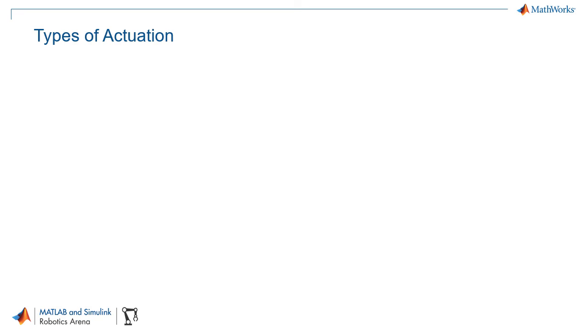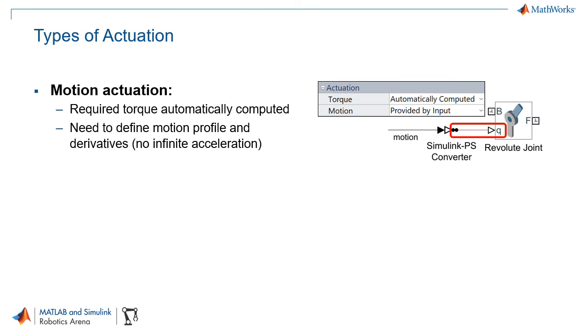Now, so far we've been actuating a robot's joints using a simplified approach that's known as motion actuation. As you see here, what we're doing is directly providing a motion profile to the joints, and the necessary torque is automatically calculated. To do this, we have to define the derivatives of motion, which we can do, for example, by low-pass filtering the signal using that Simulink to PS converter block. And this prevents infinite acceleration, which you cannot have in this force or torque-controlled system. But particularly if you're building your own robot actuators or designing your own controls from scratch, you don't really have the luxury of having this perfect actuation.